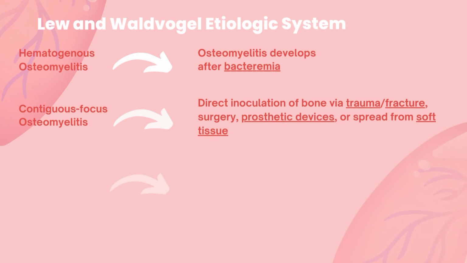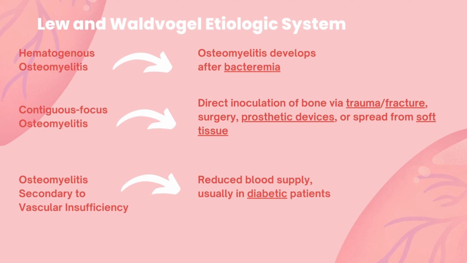Next is classification based on duration, known as the Lew and Waldvogel etiologic system. There are 3 categories. First is hematogenous osteomyelitis, originated or transported by blood, mainly due to bacterial infection. It is the most common etiology in children. Second is contiguous spread, which is from direct inoculation caused by trauma or penetrating injuries, prosthetic devices, open fractures and surgical contamination. Last is osteomyelitis secondary to vascular insufficiency, mainly due to reduced blood supply, which is common in diabetic patients.